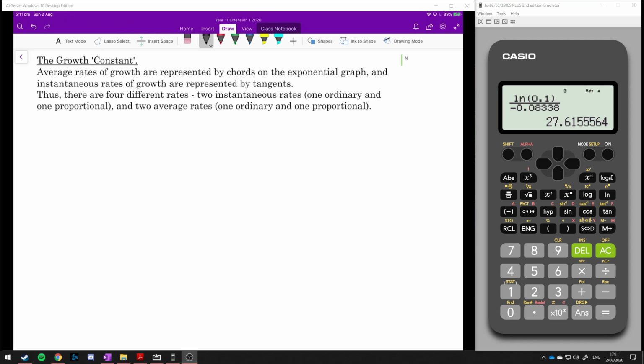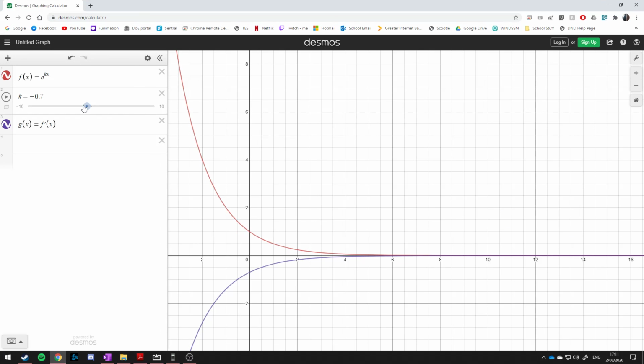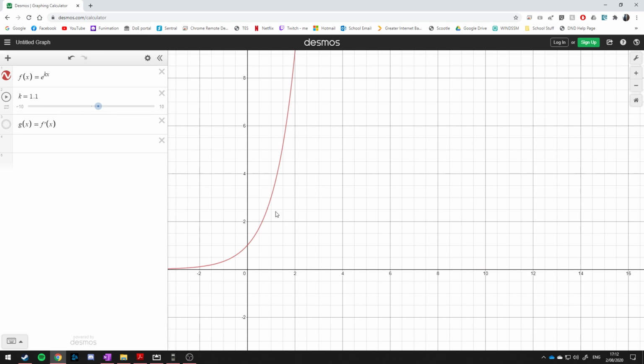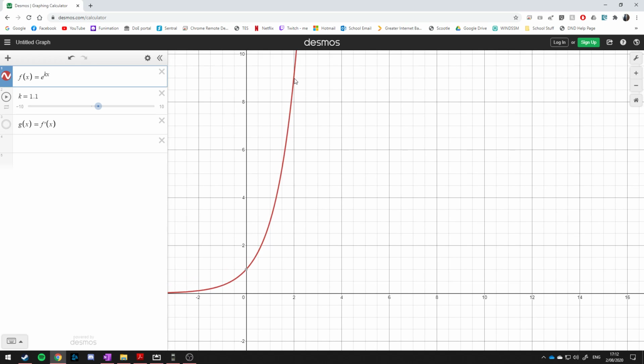Okay, so in this last video, we're going to talk about the growth constant, and it's going to be a really quick one with a quite long example. So the average rates of growth are represented by chords on an exponential graph. Let's say we had a graph that looks like an exponential. If I want to look at an average between, let's say, 0 and 2, I would draw a chord between those two, and then use that to work out what my average is. So that's what that means.